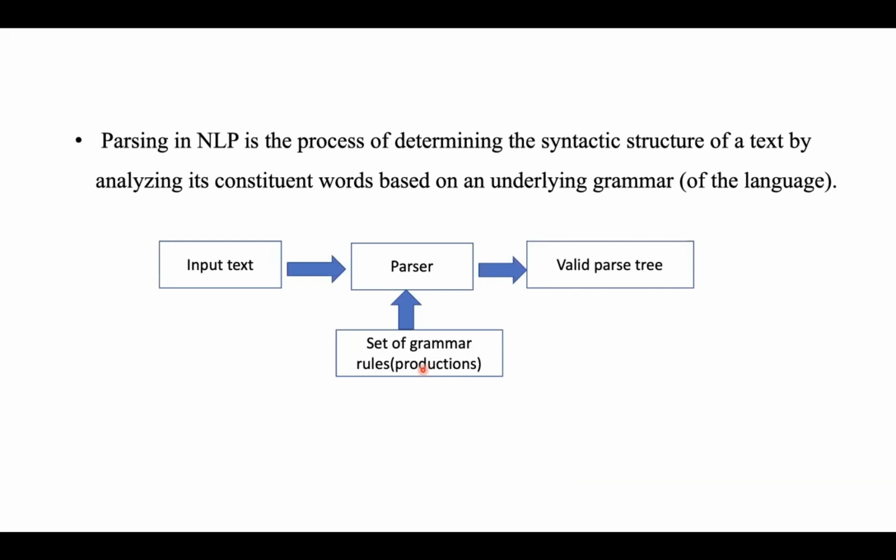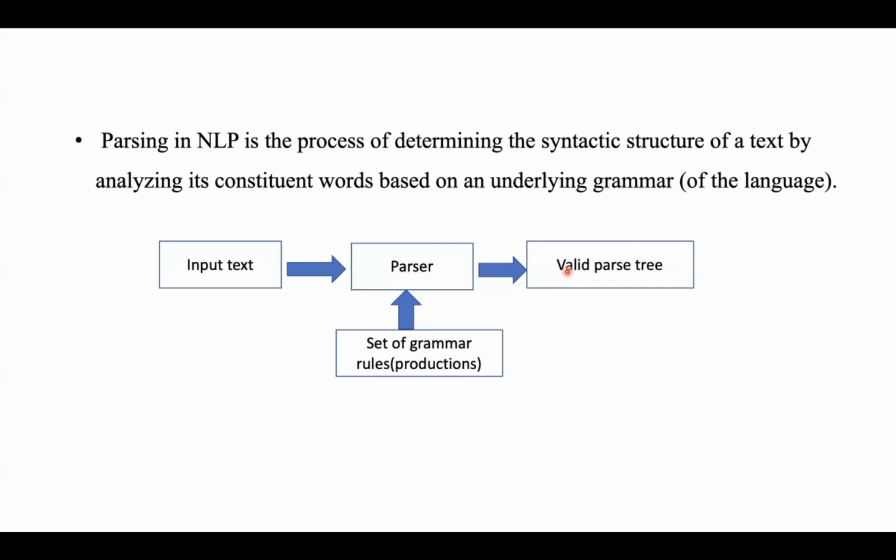So we are using some rules of a grammar in order to analyze natural language. Grammatical rules are applied to categories or groups of words. We provide input text to the parser, and here we are applying grammatical rules to categories and groups of words in this text. They are applied to groups of words but not to individual words. And the output generated is a valid parse tree.